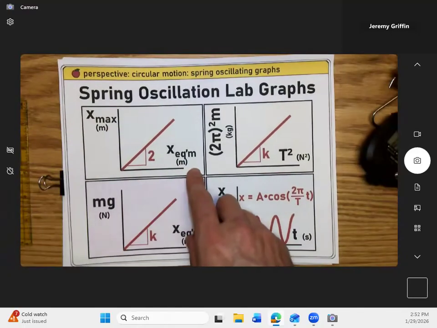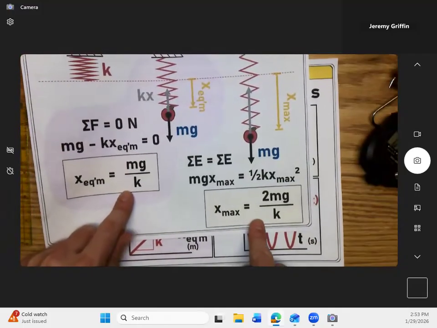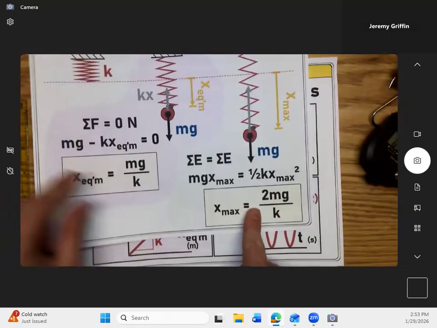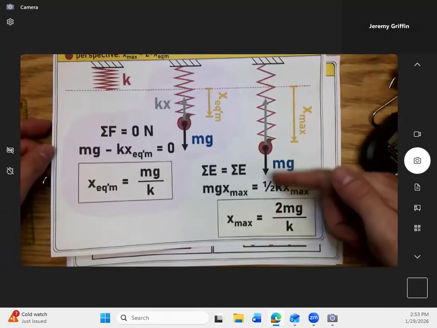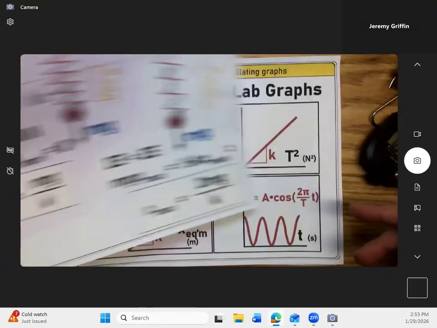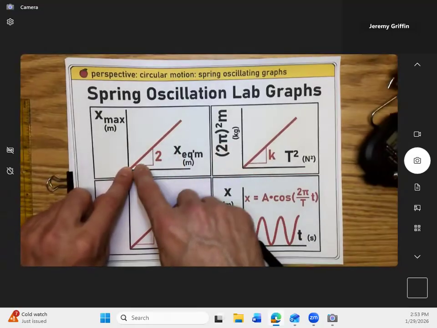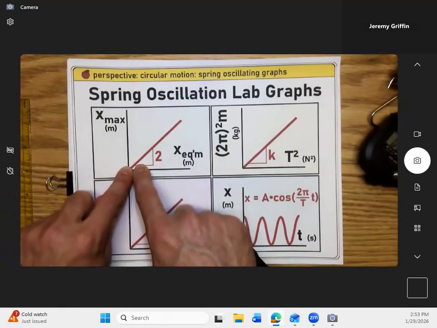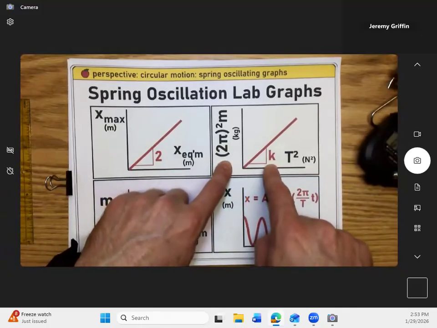X max compared to X equilibrium. You guys remember that this box and this box are the same, except they're off by a factor of 2? Actually, X max we found you can find it on paper by doing conservation of energy. I think we walked through that yesterday. So I bet if you plot all these points for different masses, you get a slope of 2 or very close to that. This looks like spring oscillation over here in the top right.